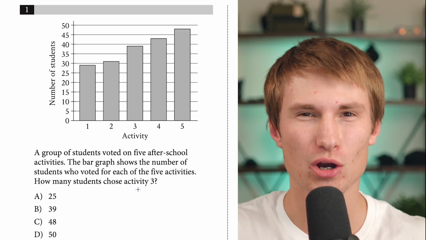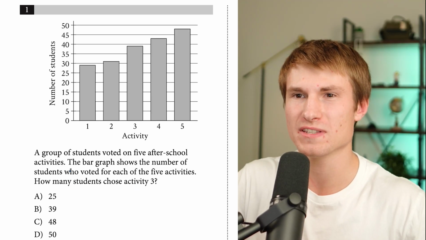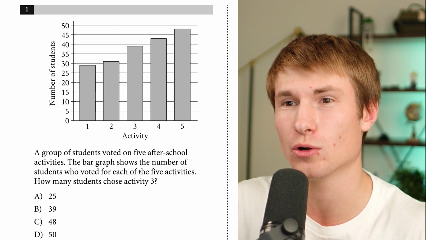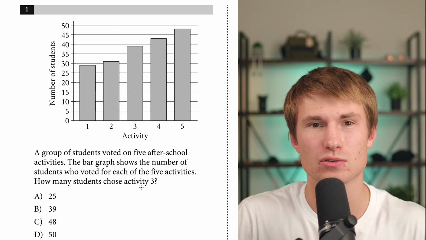Here's how to interpret bar graphs on the SAT math section. Question 1 states a group of students voted on 5 after-school activities. The bar graph shows the number of students who voted for each of the 5 activities. How many students chose activity 3?